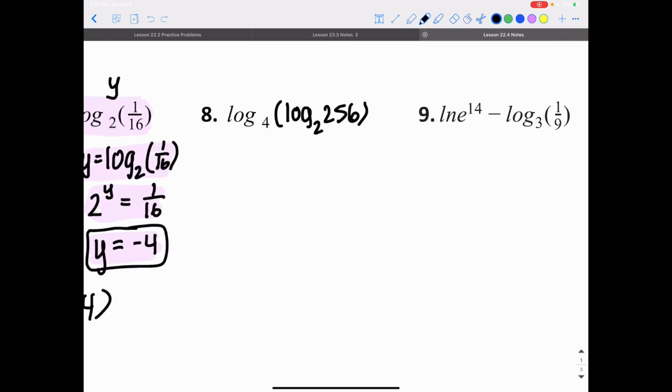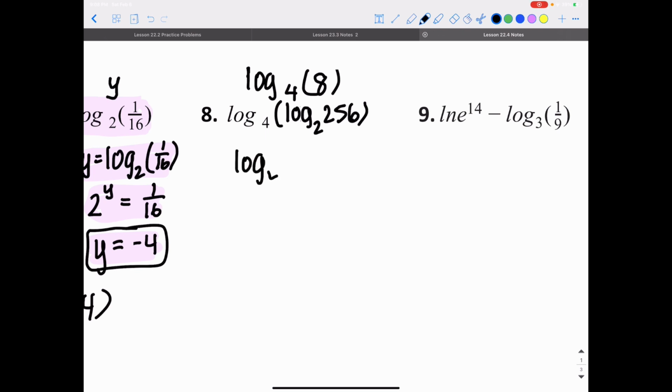For number 8, I'm doing log base 4 of log base 2 of 256. I want to do log base 2 of 256 first. I'm asking myself, what do I have to raise 2 to get 256? You can check in your calculator if you're not sure, but that is the 8th power. 2 to the 8th power is 256. So I'm really doing log base 4 of 8.